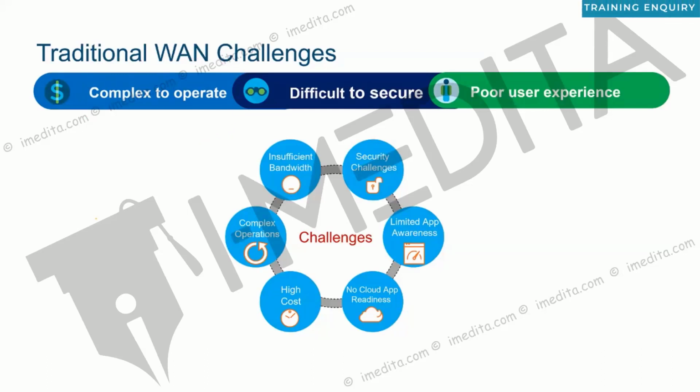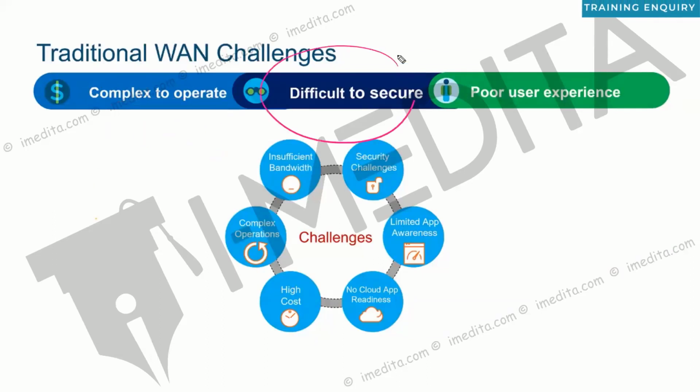Complex to operate basically means we have, say, 1,000 devices, and all those devices need to be managed one by one. An administrator needs to take access of those 1,000 devices one by one to do the management. So the operational expenses are going to be much higher in a traditional WAN environment.